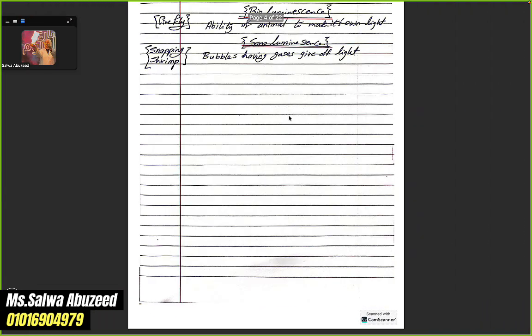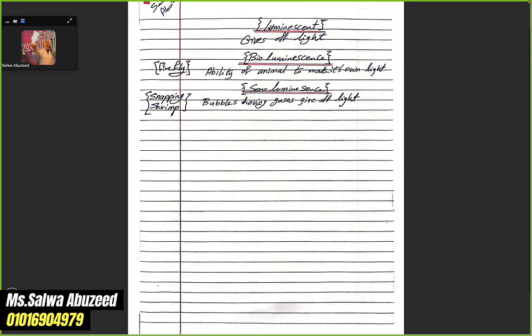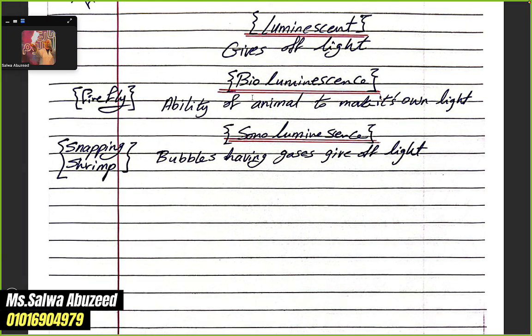If I have an object emitting light or giving off light, I call it luminescent. So if I have a living organism making its own light, I call it bio, which is related to biology, which is a living thing. Bioluminescence. But if I have a creature that is making bubbles emitting light, it's going to be called sonoluminescence. An example of that is going to be the snapping shrimp.